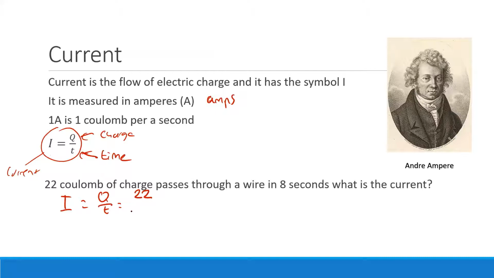Some huge amount of electrons is going down a wire, and it takes those electrons 8 seconds to get down that wire. Or perhaps 22 coulombs of charge pass through a single point in 8 seconds. That's a fair bit of charge. It's a fair few electrons jumping through a particular part. If I go 22 divided by 8, it's going to be 2.8 something, but I'll just do it.